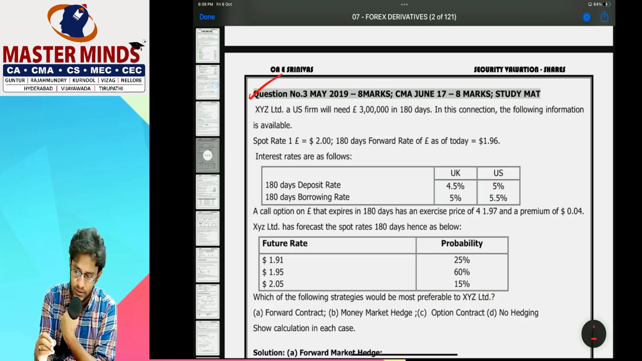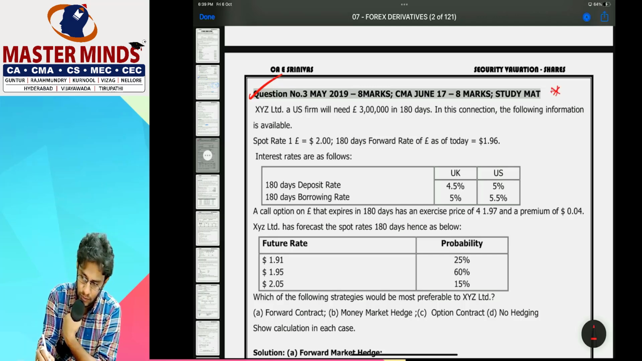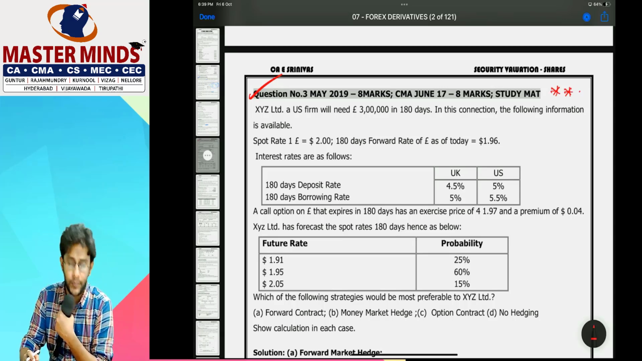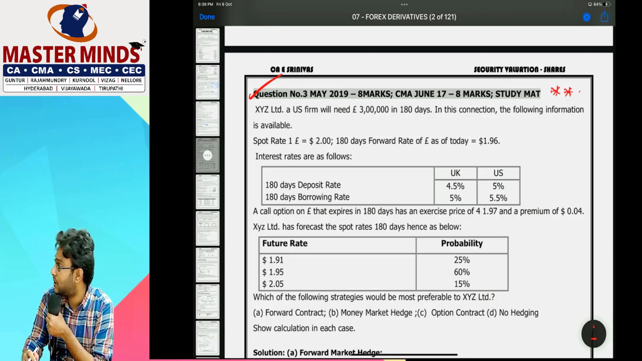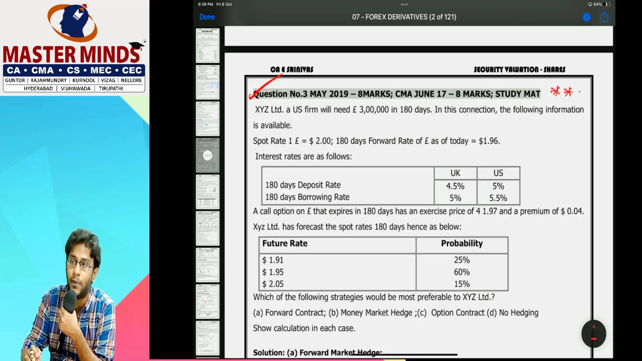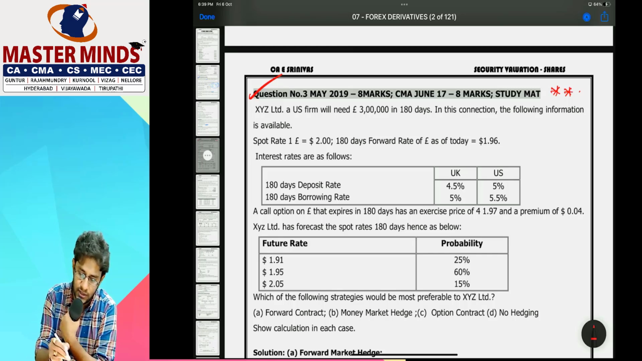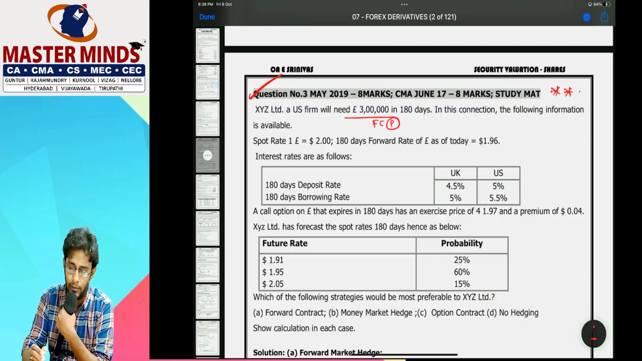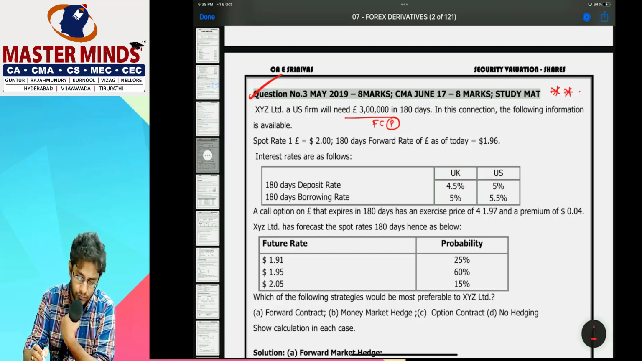Mark this as important, sir. XYZ Limited, a US firm, will need 3 lakh pounds in 180 days. A firm will need 3 lakh pounds means it has an FC receivable or payable. Obviously, that is an FC payable. You are a US company, you have a pound payable. In this connection, the following information is available.